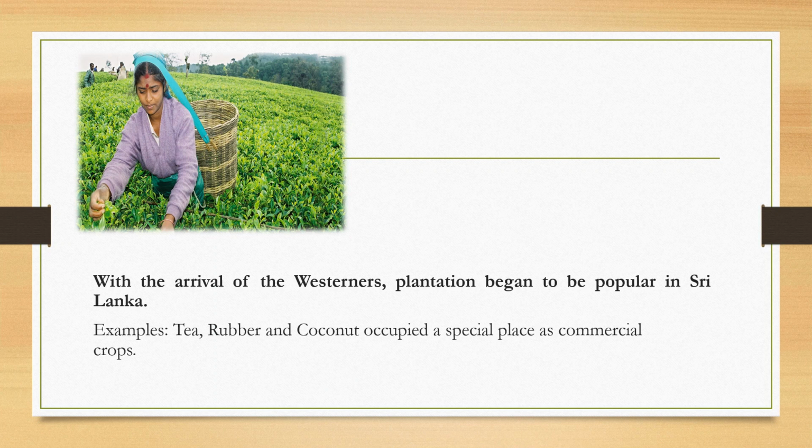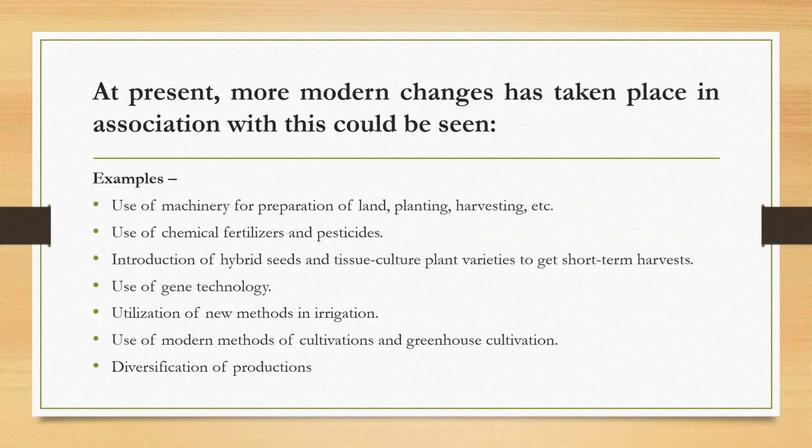So those crops are mentioned as commercial crops. At present, more modern changes have taken place in association with this. So here we can mention some examples of the modern changes that have taken place in agriculture. The first one, use of machinery for preparation of land, planting, and harvest.